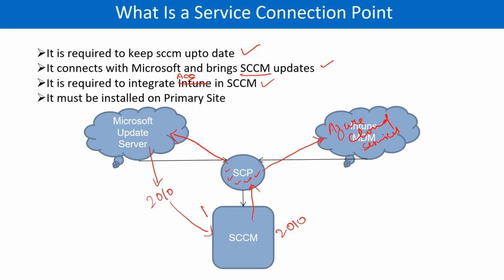Where will you install this? You can install this on primary site server. This Service Connection Point, you install it here. For example, this is your primary site. You install this Service Connection Point. Okay, this is an optional role, guys. Optional because suppose you don't want to update your SCCM, you want to keep it on the older one, 2002, you don't want to update to 2010. So you don't need to install this one. Okay, that's an optional role.